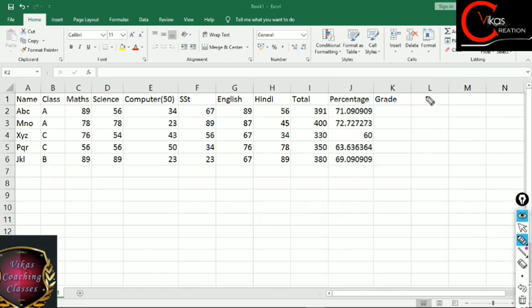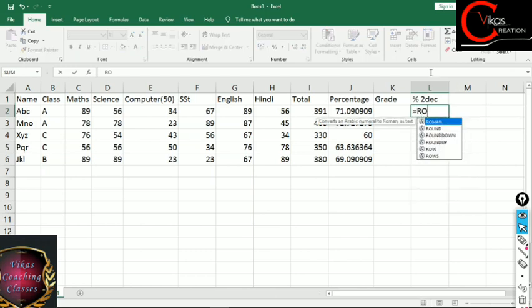So now let me write this. Suppose I have written percentage. Fine. 2 decimals I have to write, let's say. Now here we will use the round function. So I have written equals to round. Open bracket. Select the first value. Oh sorry, I selected too much here. I wrote J2, put a comma here, and put 2.